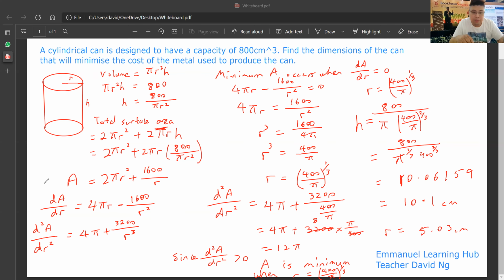Okay. This is how you do to minimize the cost of the metal. Because when R is 5.03 and your H is 10.1, or 10.06, that's when the A is the smallest. The total surface area is the smallest. I understand. Yeah. That's how you minimize the cost, and yet still can produce a can that can hold 800 ml of Coke. Okay.